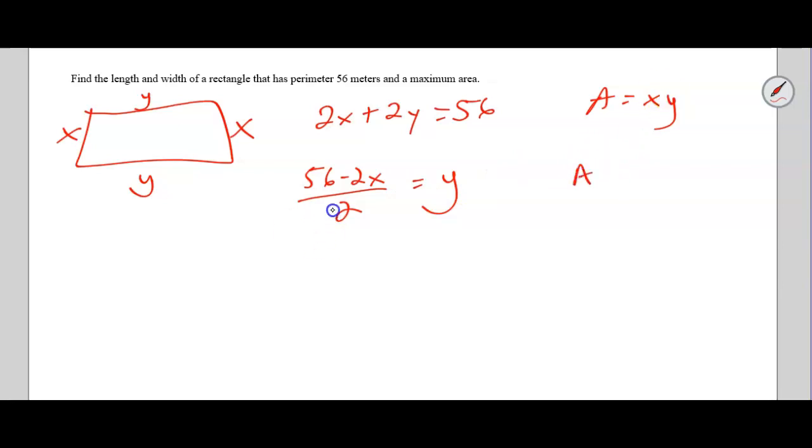Oh, by the way, we can reduce this right here. Can we divide that? Yeah, divide by 2. So we have 28 minus x. 56 divided by 2 is 28. Negative 2x divided by 2 is negative x. And then we plug that in right here in terms of y. Distribute that.